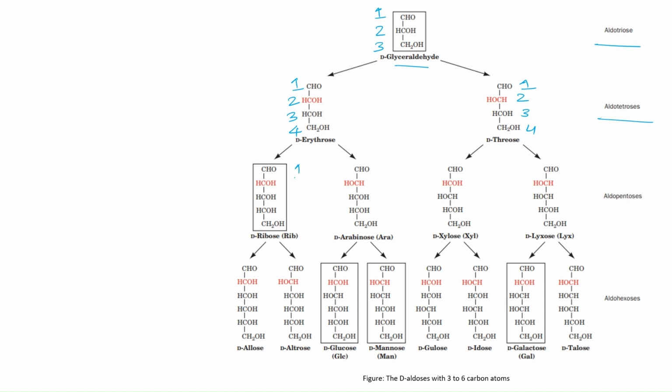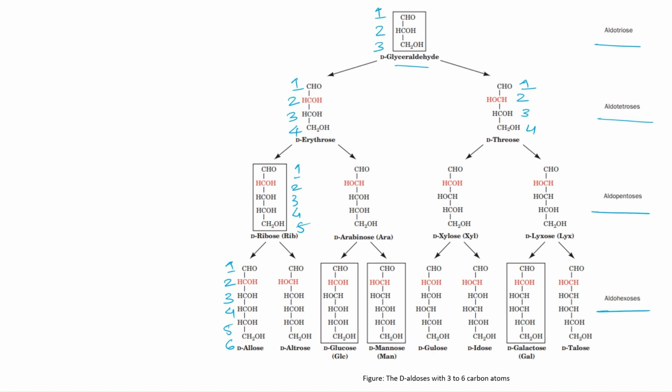Next, carbon 1, 2, 3, 4 and 5. So third is the aldopentoses. Next, carbon 1, 2, 3, 4, 5 and 6. So type of aldohexoses. Clear? So monosaccharides can be categorized also on the basis of the number of carbon atoms present.